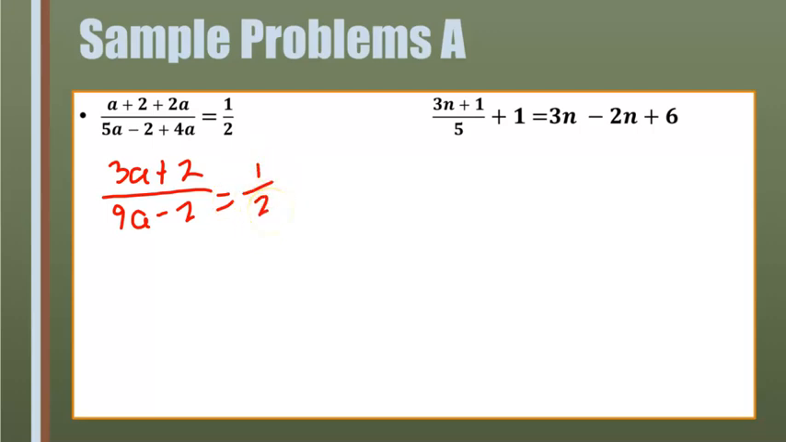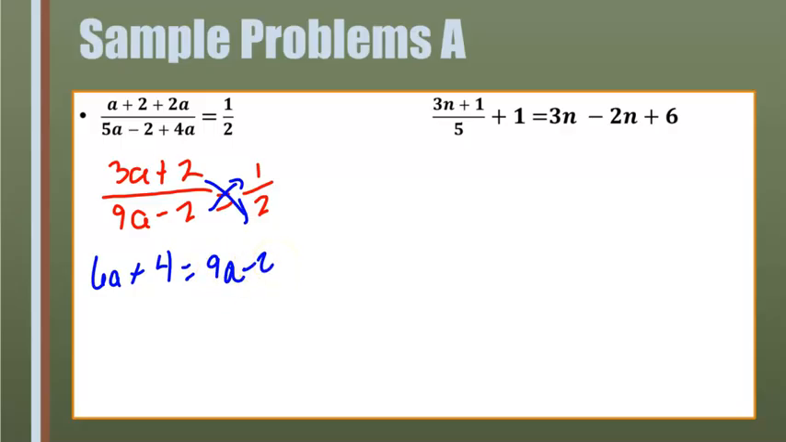So now if I use cross products, I multiply: 2 times 3a is 6a, plus 2 times 2 is 4. This is going to equal, cross multiplying the other direction, 1 times 9a minus 2, which is just 9a minus 2.